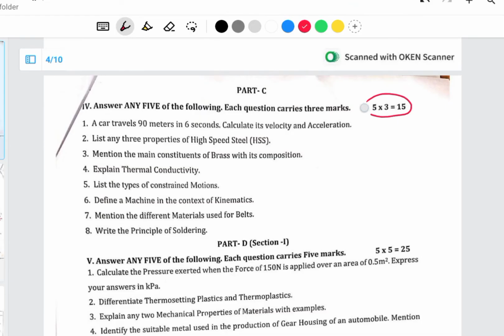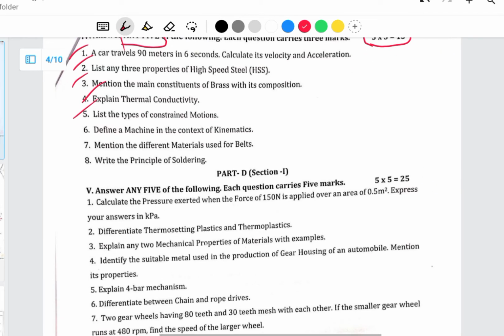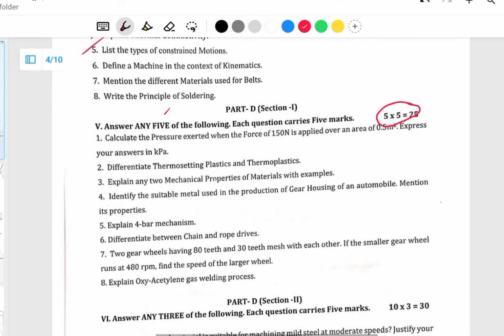and total 15 questions. Any 5 questions you have to write, any 5. You can write 1, 2, 3, 4, 5, or any in between. The next, in Part C, you can write 5 questions, so 25 marks. So this is any 5 questions again, once again you have a choice here.